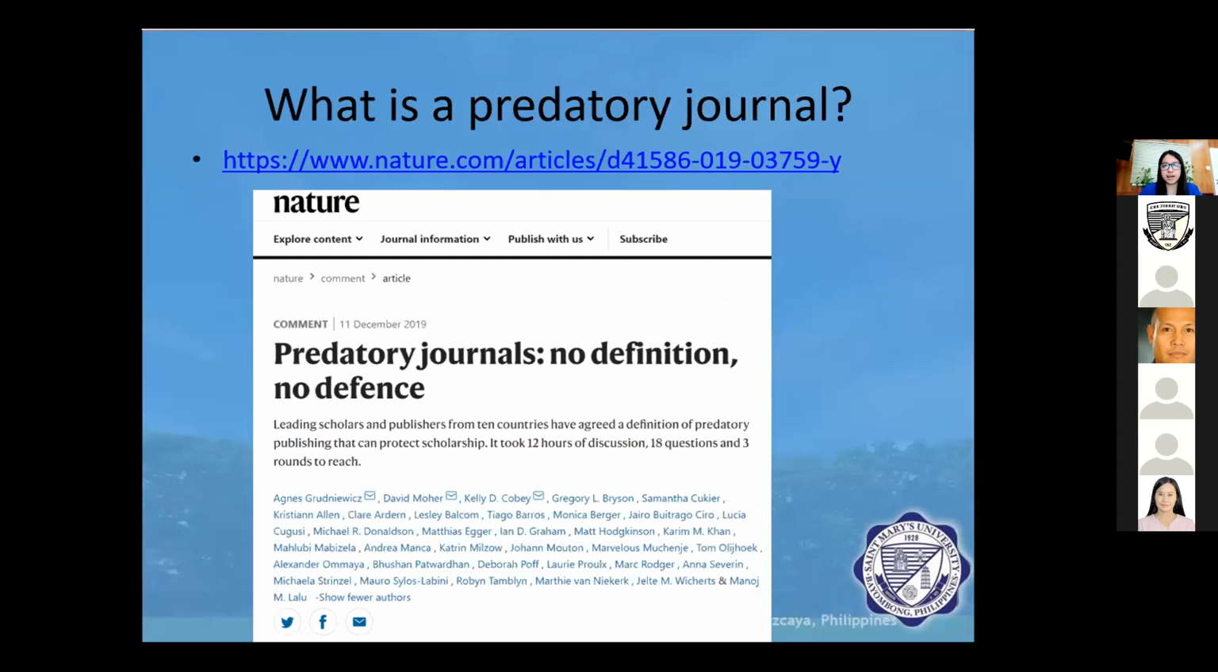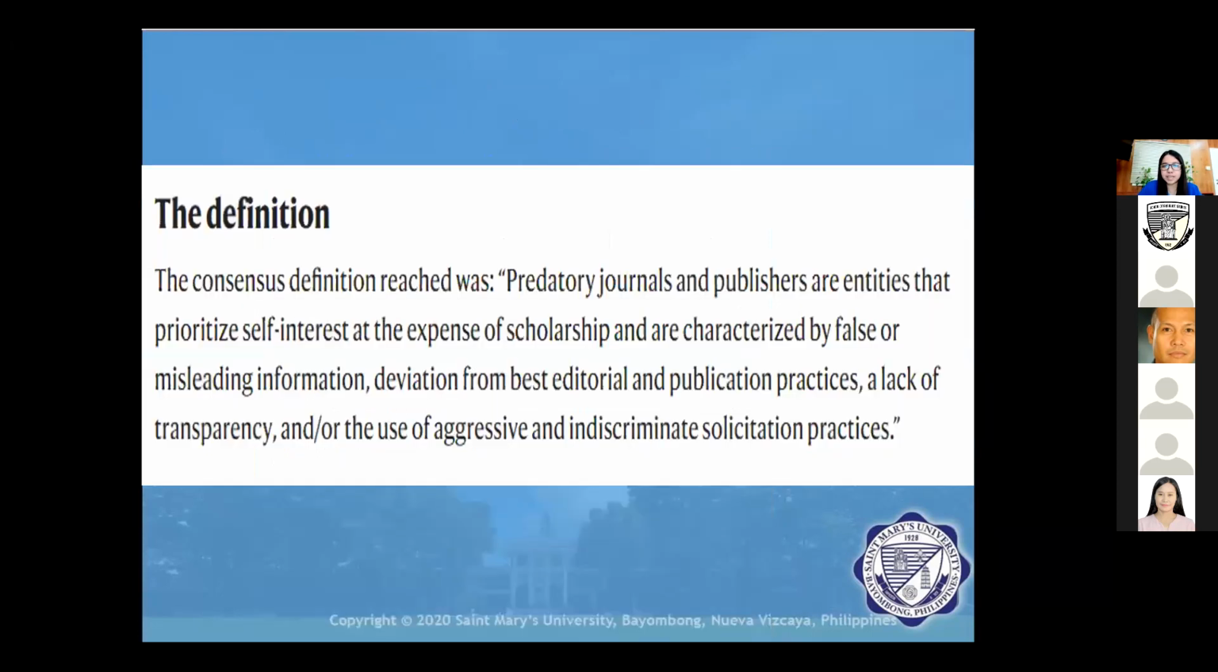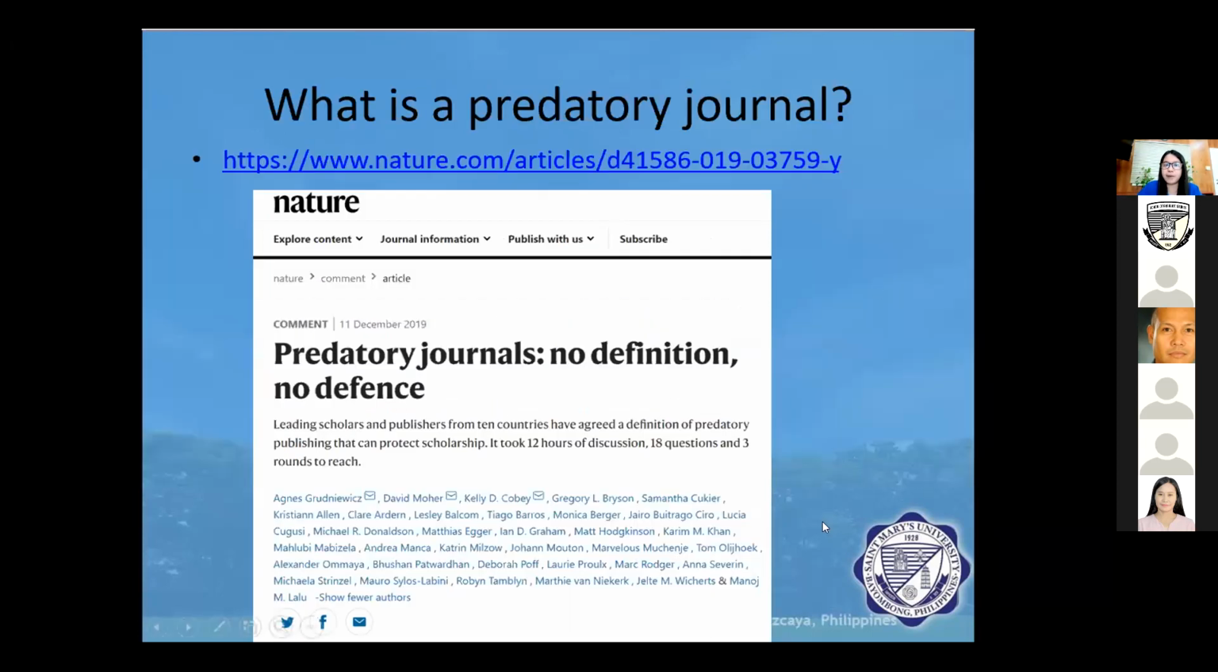Okay, so let's also now give the definition of a predatory journal, and this is based on the 35 authors here. Leading scholars and publishers from 10 countries have agreed on a definition of predatory publishing that can protect scholarship. It took 12 hours of discussion, 18 questions, and 3 rounds to reach.